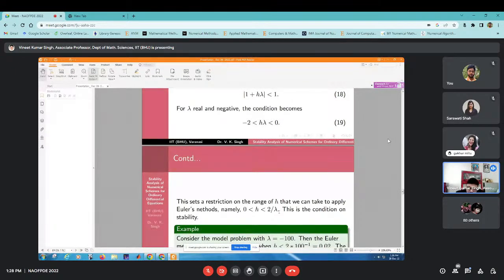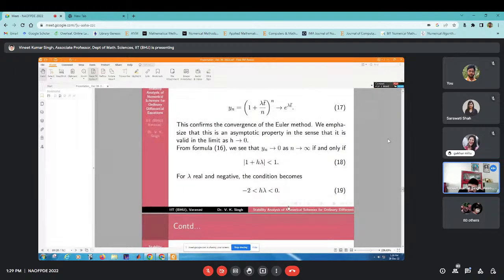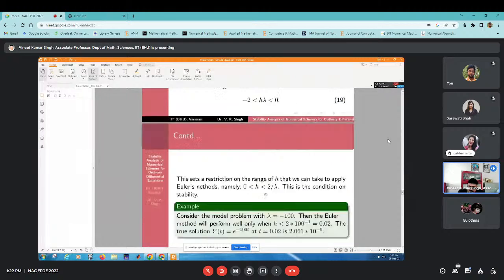So if you take any value of h, the method will not have the stability property. We have to choose the value of step size h according to the given condition. Then we can see the numerical solution behavior of the proposed model is equivalent to the closed form solution. Means yn will tend to 0 only and only if you choose this step size. If you have not chosen this step size, the solution will not be stable.